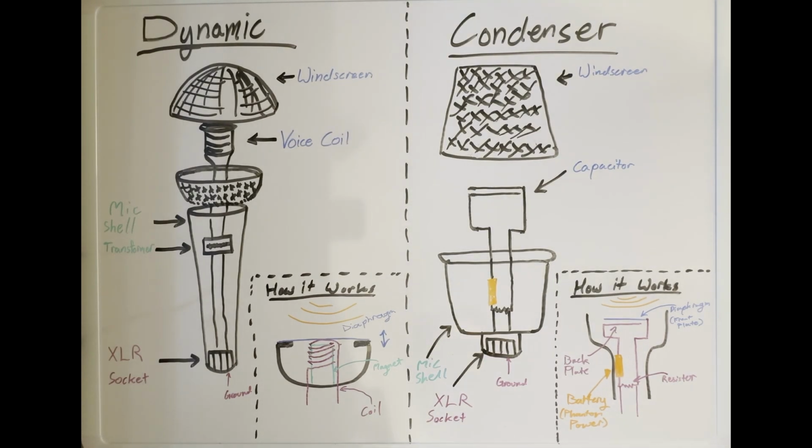Dynamic microphones are also called moving coil microphones. They consist of a diaphragm, a coil, and a magnet. The coil is attached to the diaphragm, and when it moves within the magnetic field of the magnet, it forms an electrical current in the microphone.